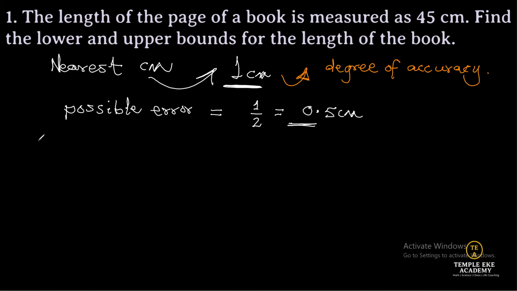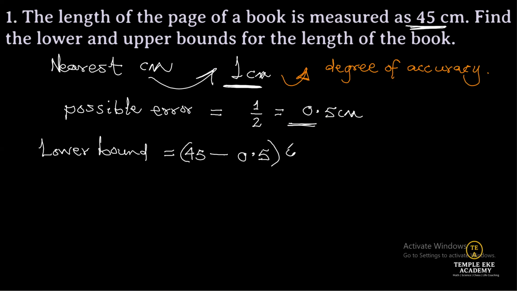So let's see first of all, the lower bound. Lower bound is simply the difference between the estimated or the rounded value, which is 45 centimeters here, minus our possible error, which is 0.5 in centimeters, of course. And this gives us 44.5 centimeters.